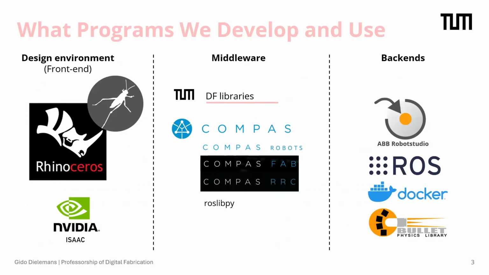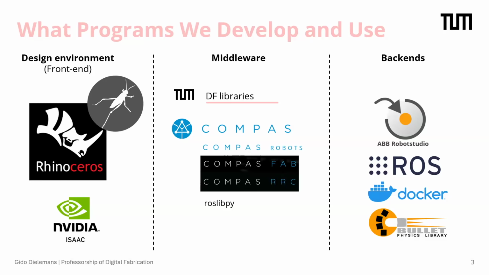As you saw already, there's a whole list of programs that people can use. We, of course, use Rhino and Grasshopper very much, and we started now with Isaac Sim from NVIDIA as well. Then we have the middleware, which is COMPAS with a couple of different packages that we use a lot. And then the backends, which are, for instance, RobotStudio, a lot of ROS, also packaged in Docker, and PyBullet for some motion planning.